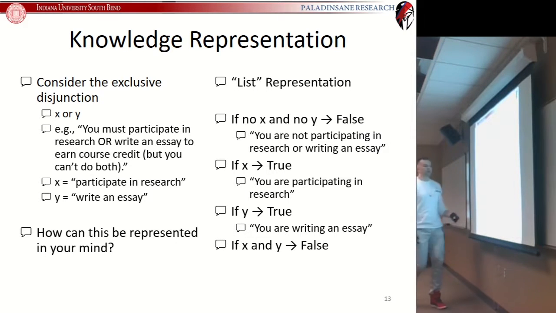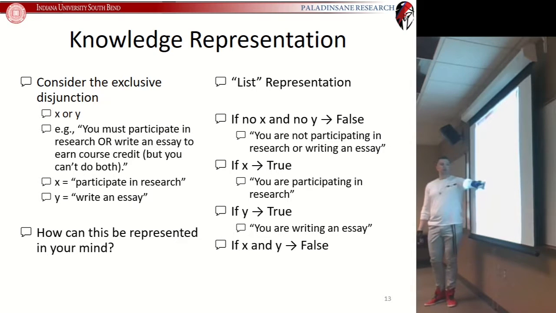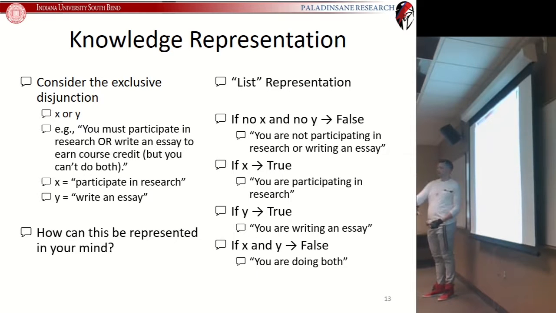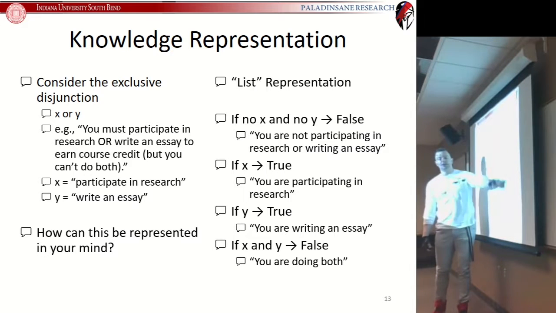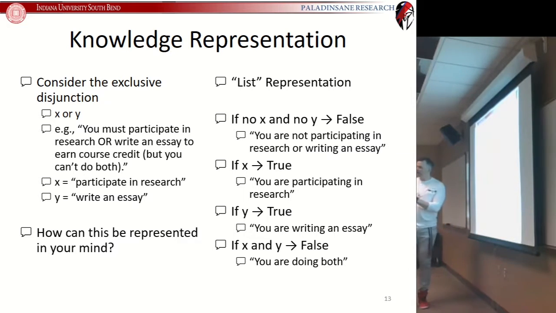And lastly, if X and Y, then it's false. So again, remember, you can't do both. So you are doing both. You are writing an essay and you're participating in research. That is false. You have violated that rule. So you might represent this in your mind as just a list. This is one possibility of how you have that knowledge of this exclusive disjunction. All right, so far so good?